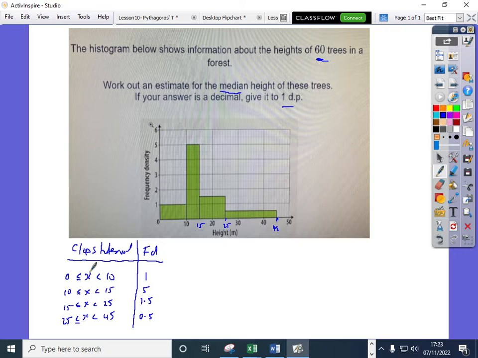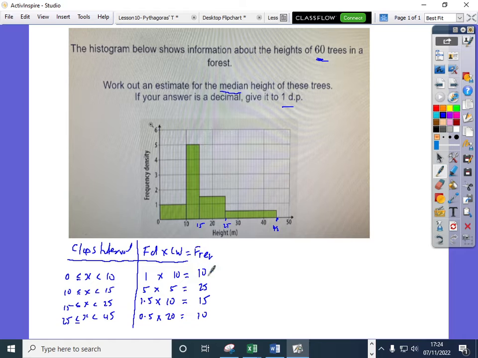Now multiply by the class width, which will give me the frequency, which is what we're looking for. The class width here is 10, so that frequency is going to be 10. The class width here is 5, so 5 times 5 is 25. The class width here is 10, and 10 times 1.5 is 15. The class width here is 20, so half of 20 is 10.